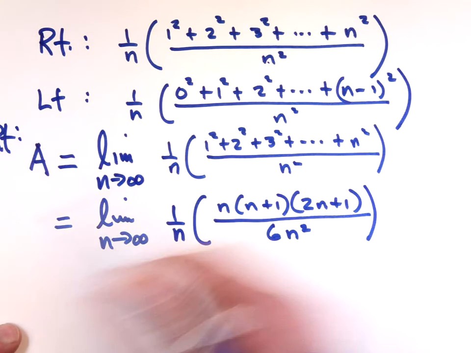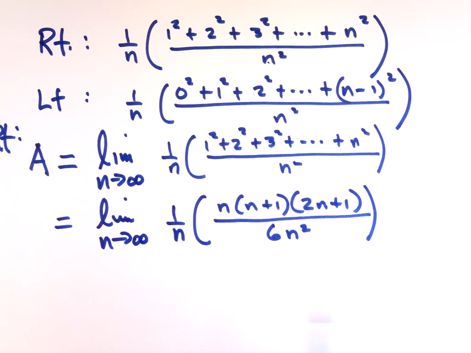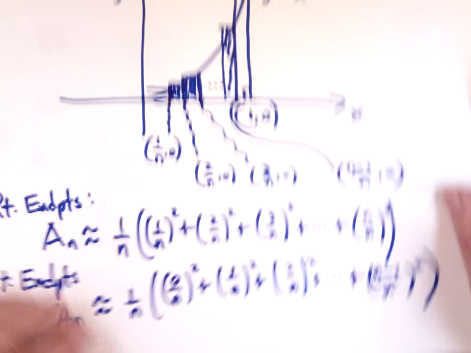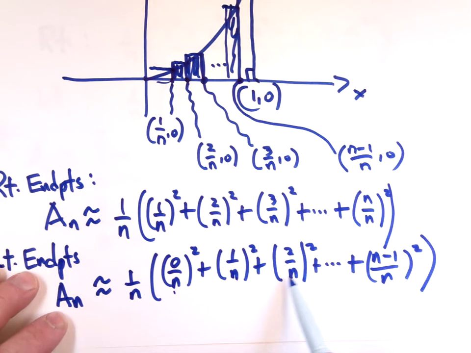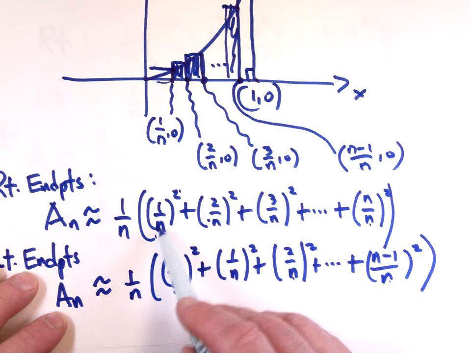all these n squares. These are all n squares. These are 1 over n quantity squared. That gives me 1 squared over n squared, 2 squared over n squared. I'm doing the right endpoints now, okay, people? I'm just doing right endpoints.